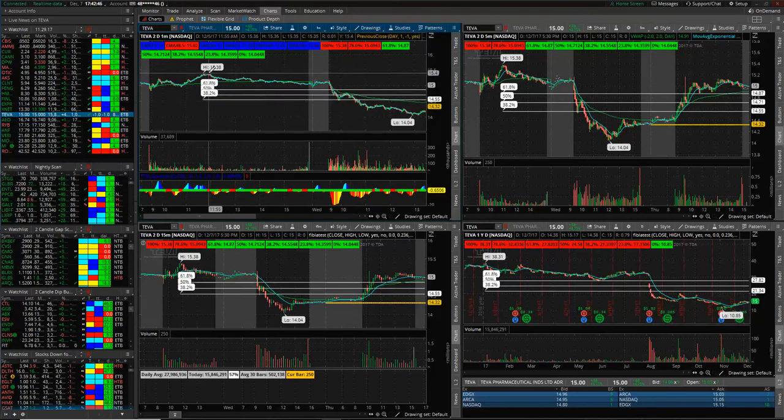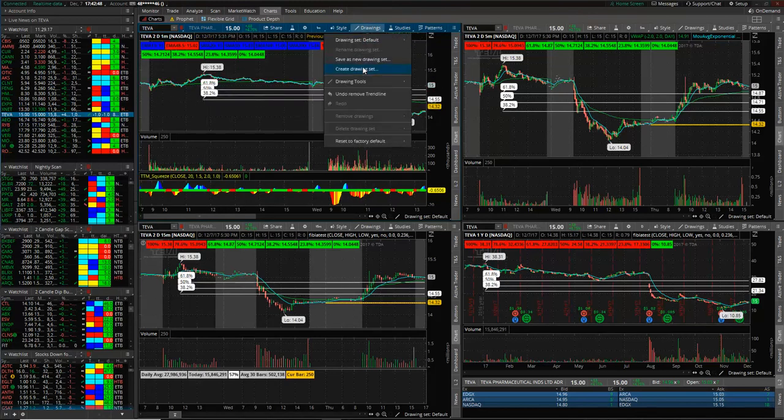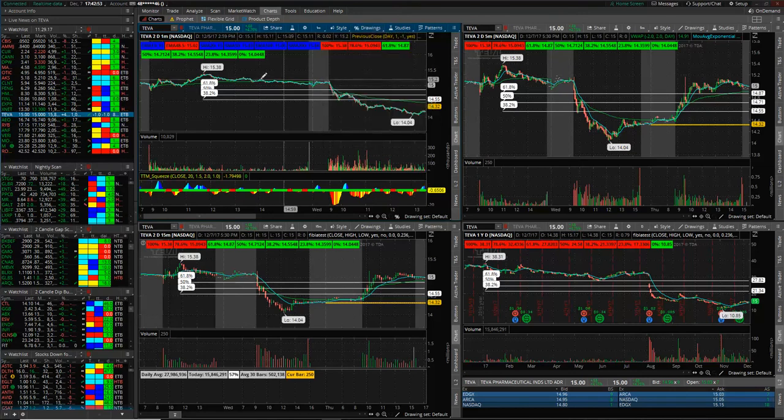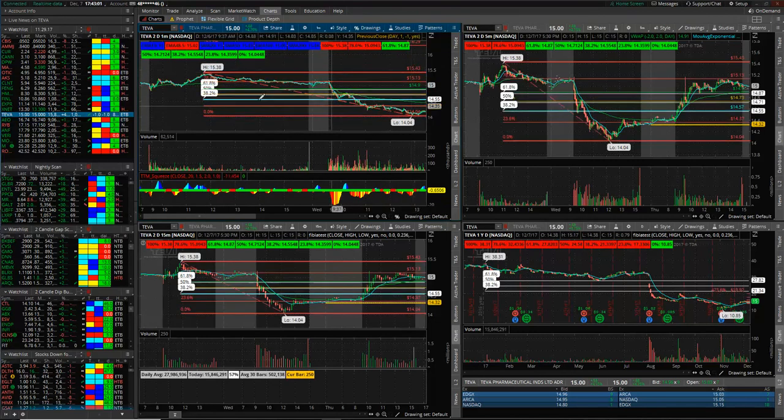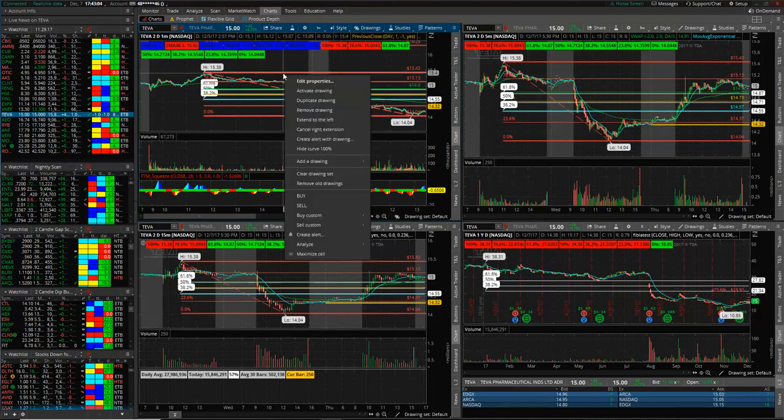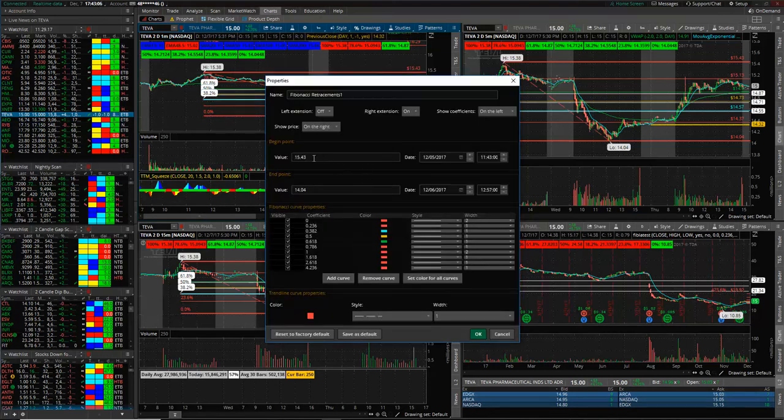All right, so watch. Let me go to my fibs, right? So now I showed you a low to a high. Now let me show you a high to a low. All right, so here's 1538. And it's okay if it's off because I'm gonna fix it, right? So the low is 1404, the high is 1538. So I just right click on this, edit properties, 1538.